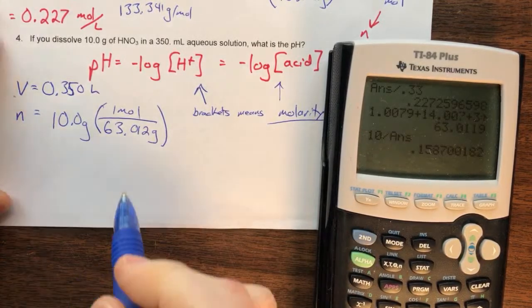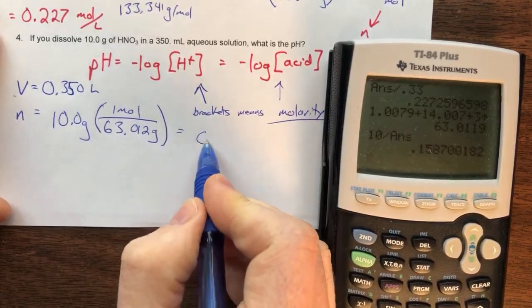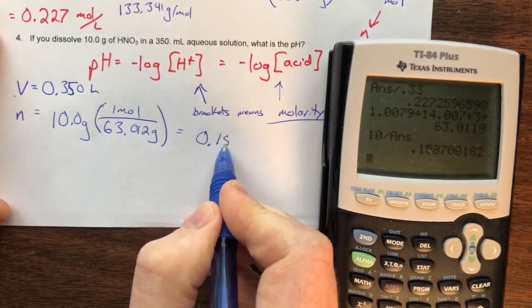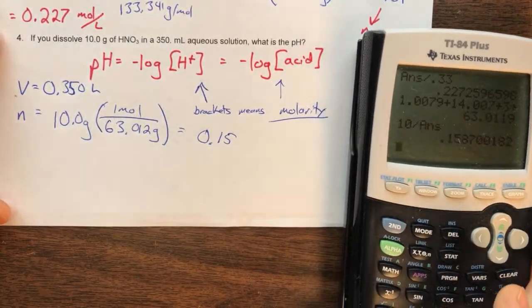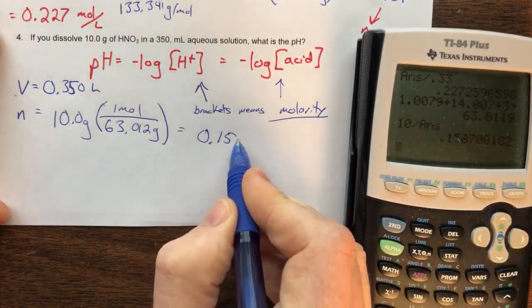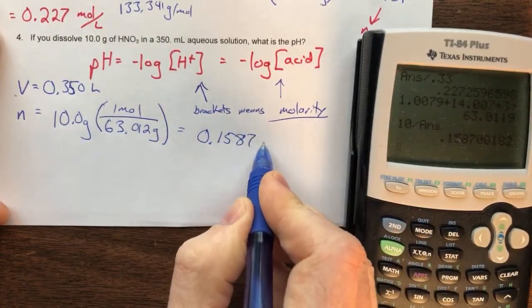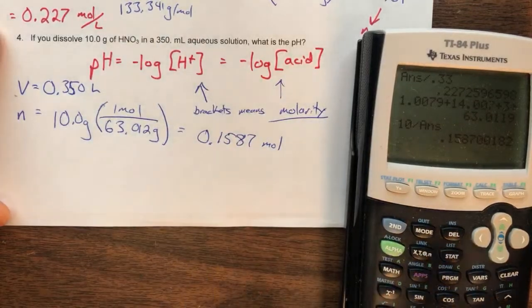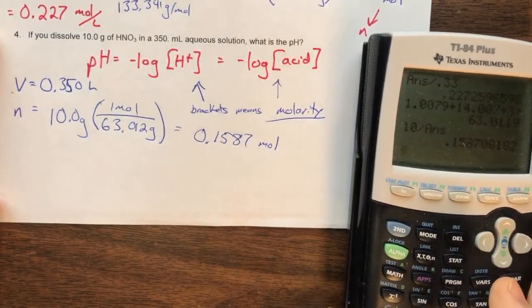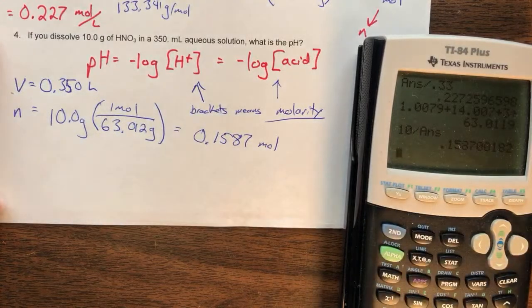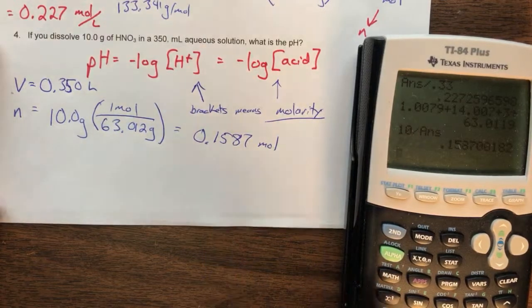gives us 0.15, and I'll go ahead and write it all out, 1587 moles. Okay, you don't want to round too early. That might mess up your final answer, but you can write 0.159 moles if you want. So that's the number of moles.